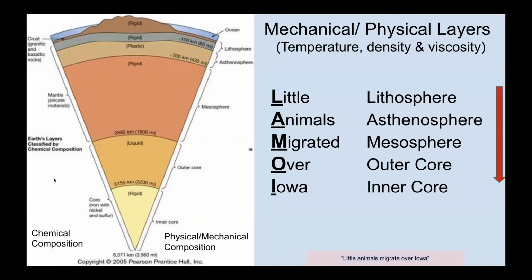So this little diagram here on the left is just a quick comparison. We have the 3 chemical composition layers versus the 5 physical or mechanical composition layers. And again, it's important to note that when we're talking about the physical layers, they are actually breaking the mantle into 3 different layers. So when we talk about the chemical composition, this is the mantle here. When we refer to the mechanical composition, we now have the lithosphere, asthenosphere, and mesosphere.